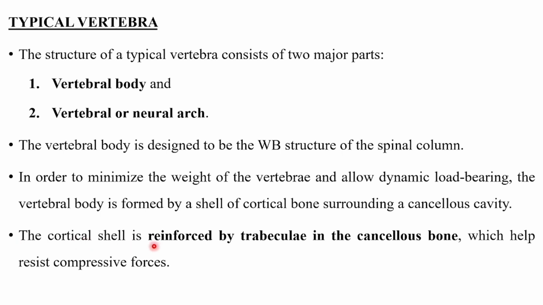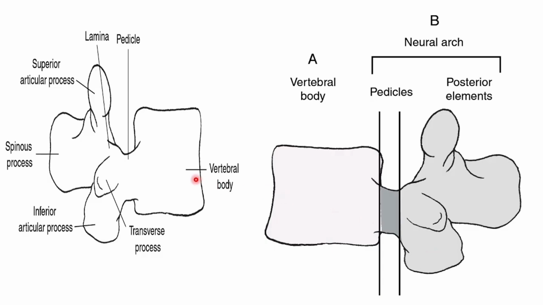The cortical shell is reinforced by trabeculae in the cancellous bone, which help resist the compressive forces. The compressive load on the vertebral body or vertebral column is resisted by this particular structure, known as the trabecular system in the cancellous bone. So this is the structure of a typical vertebra. The entire typical vertebra has been classified into two parts, the vertebral body and the neural arch.